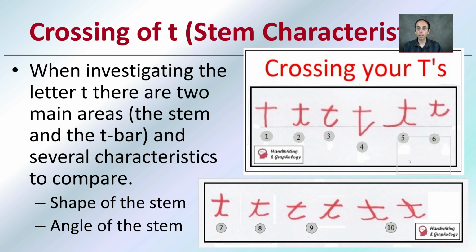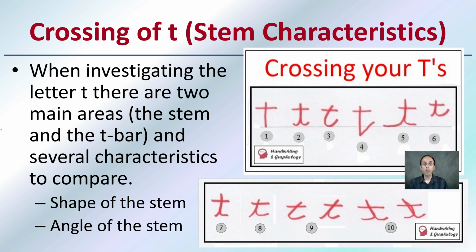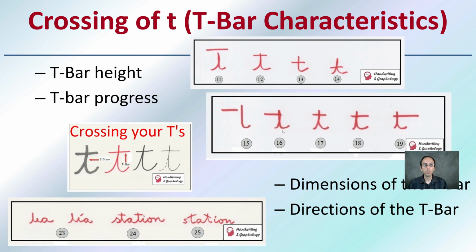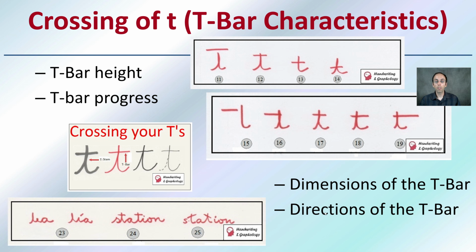In the crossing of the T's, some of the characteristics there. When investigating the T, how are the two main areas, the stem and the T-bar? Several characteristics compare. The shape of the stem, angle of the stem, what's going on with where it's being crossed, where is that T placed, is it on a slant or not? Again, things to consider. The T-bar characteristics, at least the height of that, where is it placed on that? What's the progress of the T-bar? Is it kind of favoring a left or a right side? What are the dimensions of the T-bar, the directions of the T-bar? So as simple as writing the word "it," I-T, two letters, can really tell a lot about someone's handwriting potentially.